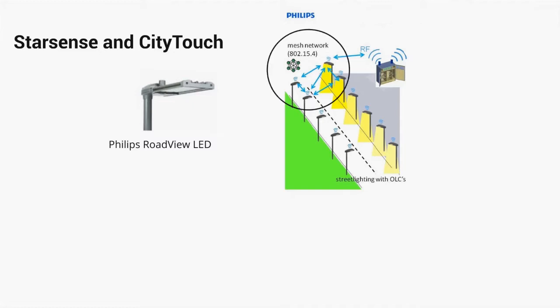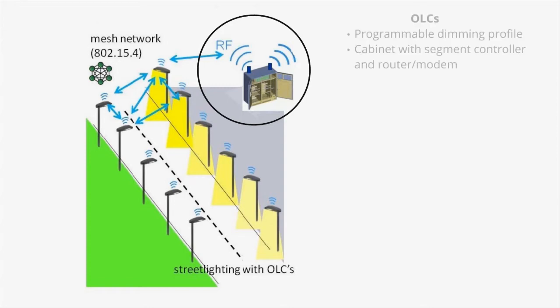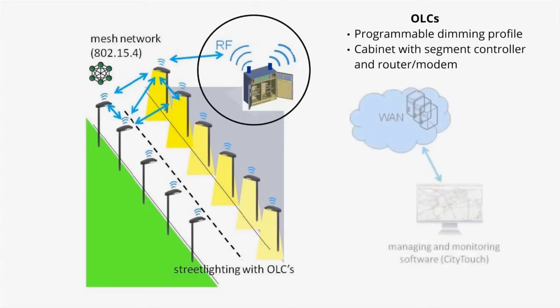Okay, some more details on the new system. Each light fixture is controlled independently using an outdoor lighting controller, or OLC module, mounted on top of the LED fixture. The OLCs are set to a programmable dimming profile, and the entire lighting network is displayed on a remote dashboard, allowing remote visualization and control of the system at all times.